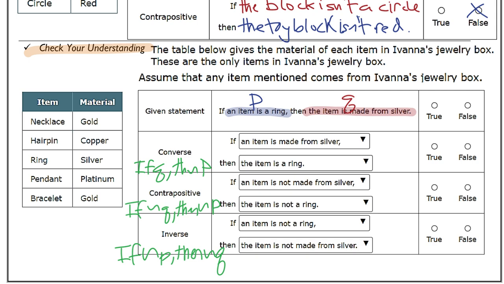So we're going to say if an item is a ring, so we know it's a ring, then the item is going to be made from silver. So we go to a ring, it is in fact made from silver. So that is in fact true.